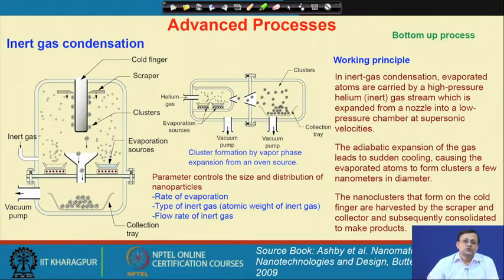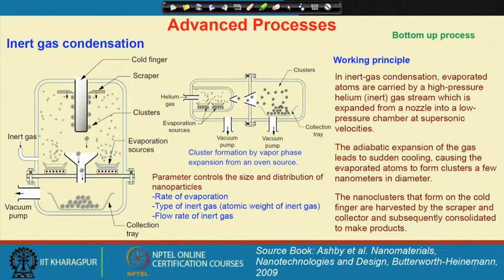The liquid goes and deposits on a cold finger, which means there is a need for a heat sink, because deposition can take place only when the atoms release energy, and that energy will be absorbed by the cold finger, right. And then after some amount of deposition, we can simply take a scraper and take out all these nanoscale clusters and collect them together.